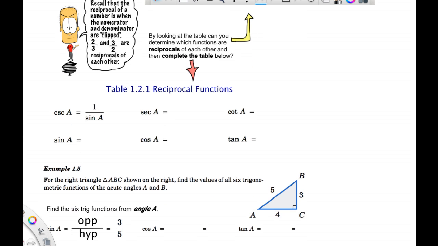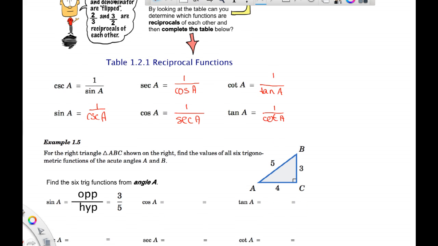So then we get this table of reciprocal functions. So the secant, what did I just say? The secant's related to the normal one that starts with the C. So the secant's related with the cosine. The cotangent is related to the tangent. The sine is related to the cosecant, because S and C go together. The cosine is related to the secant, and the tangent is related to the cotangent. And you'll see me use that here in just a little bit.